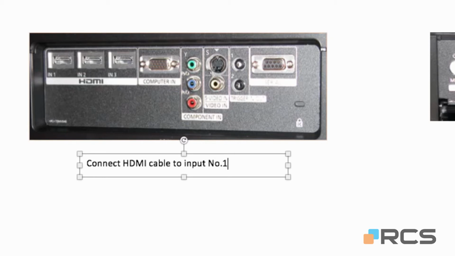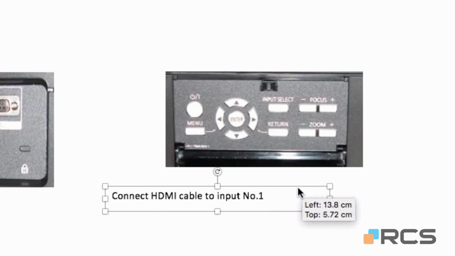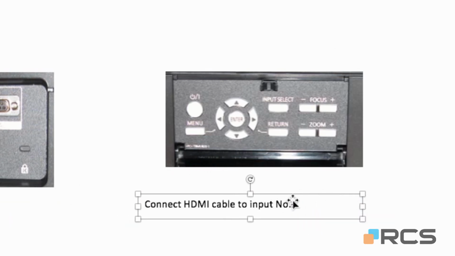So there's my instruction. I want an instruction for the second image now, and I'm going to do that nice and easily by simply clicking on the edge of my first text box, Control C on the keyboard, Control V, and there's a copy of my text box which I can now drag below the second image, and I'm going to click into that text box and delete that piece of text and type in my second instruction, which is going to be set zoom and focus.